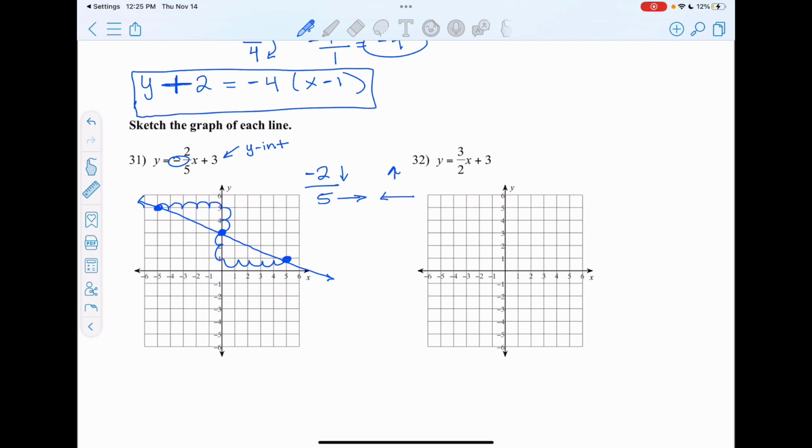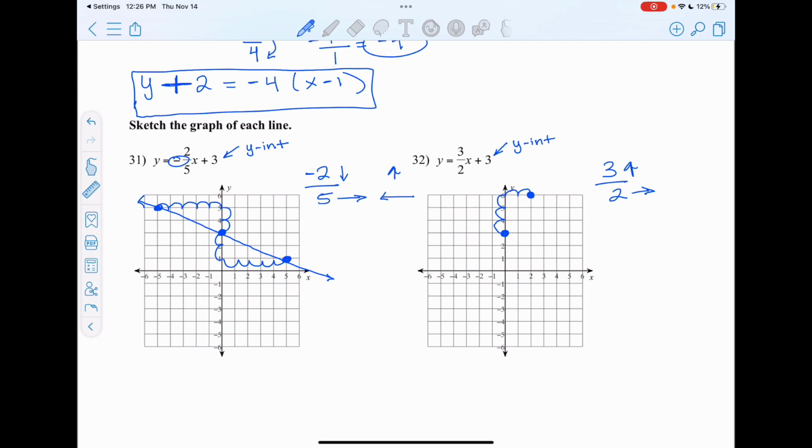Let's try 32. In 32, my y-intercept is 3. So that's my starting point. And my slope is +3/2. That tells me that I go up 3 and to the right 2. So up 1, 2, 3, and to the right 2.